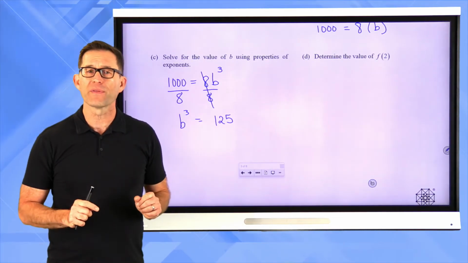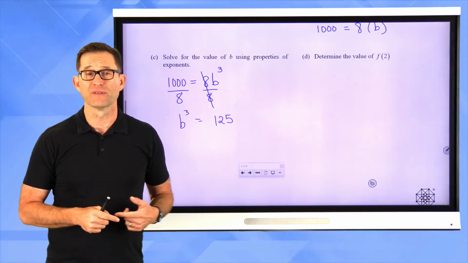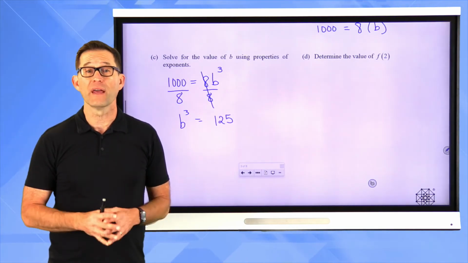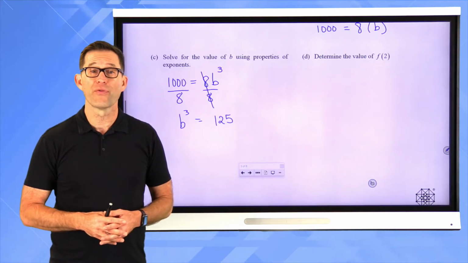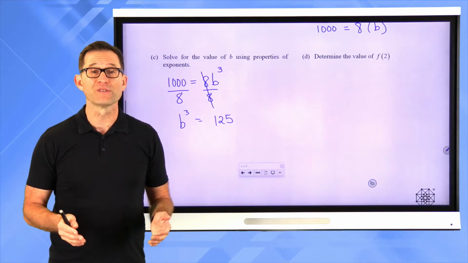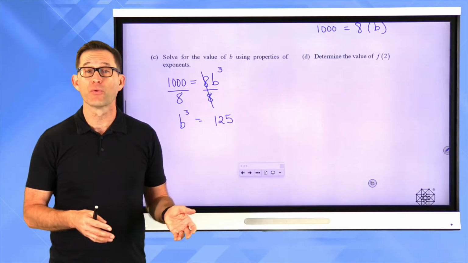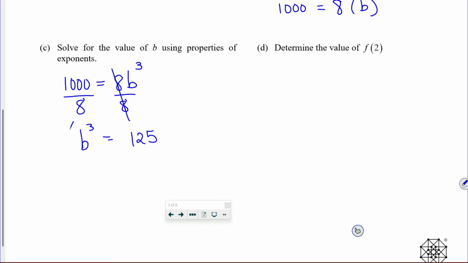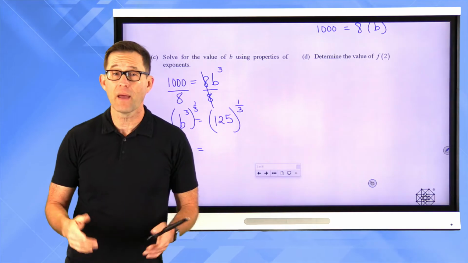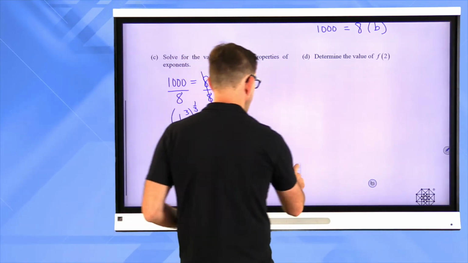Now I want to figure out what the value of b is, and I have two options at this point. I can either take the cubed root of both sides, or I can raise both sides to the 1/3 power, keeping in mind, of course, that the 1/3 power and the cubed root of a number are the same thing, right? So either I can do this, or I can simply use the cubed root function. All right, and actually, let's take a look at both of those on our calculator, right?